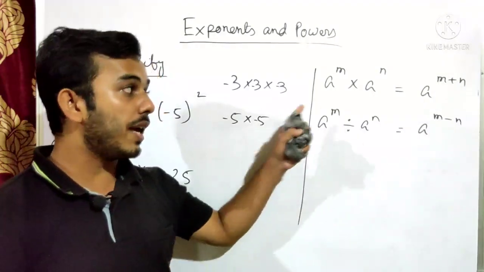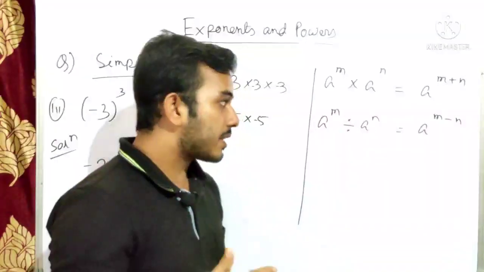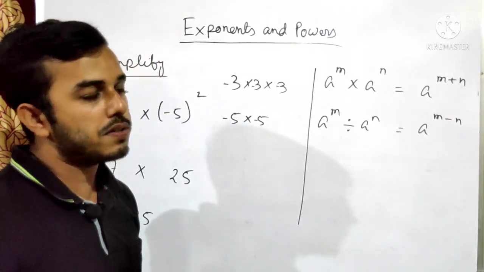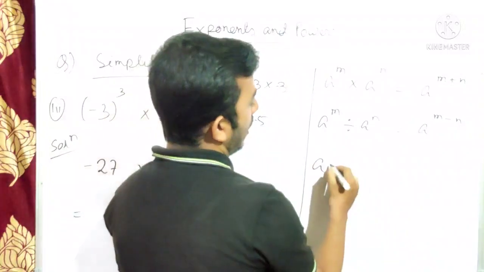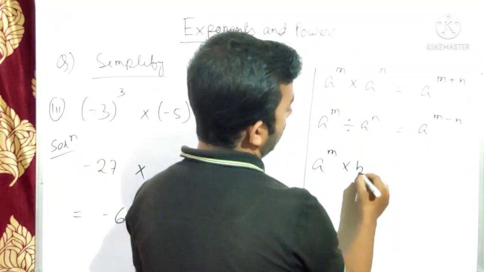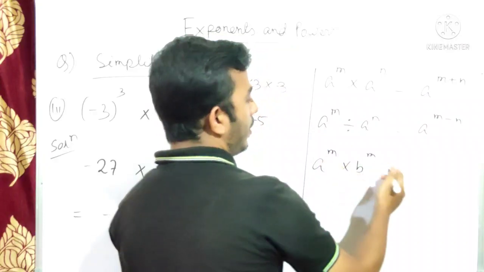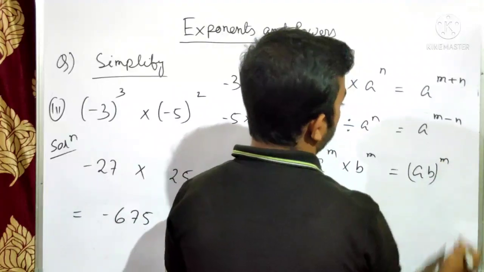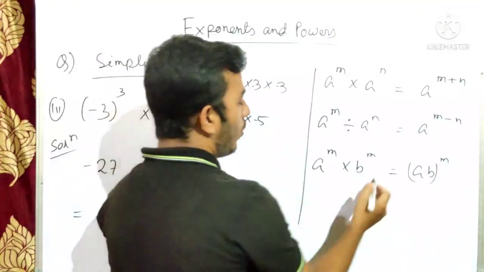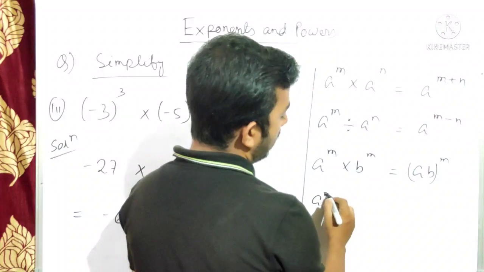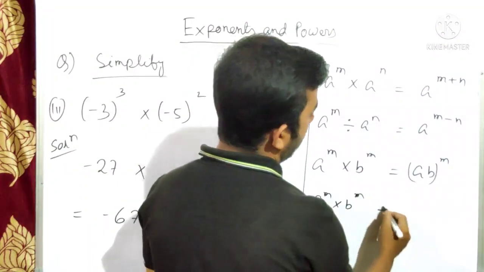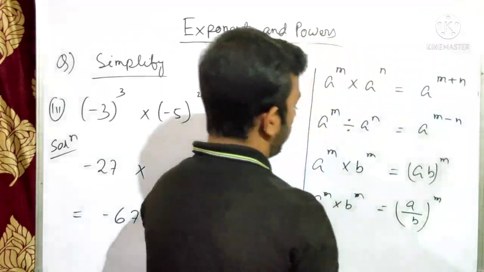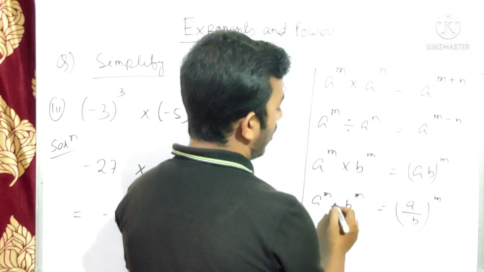Next, maybe the base is different but the power is the same, like this: a to the power m into b to the power m. Here the base is different but the power is the same, so we will multiply the bases, that is a into b, and we will take the power common. Clear? Okay. So one more case, a to the power m divided by b to the power m, it will be a divided by b whole power m.